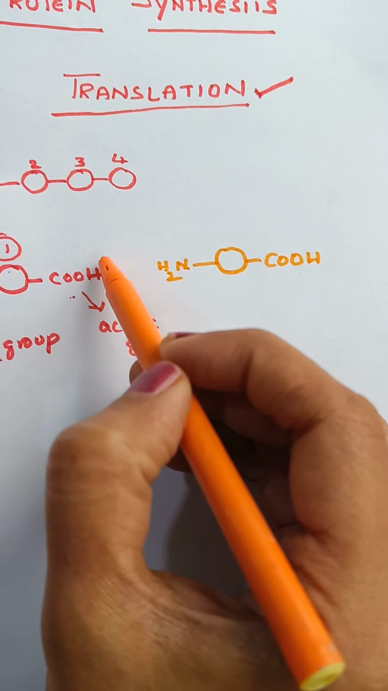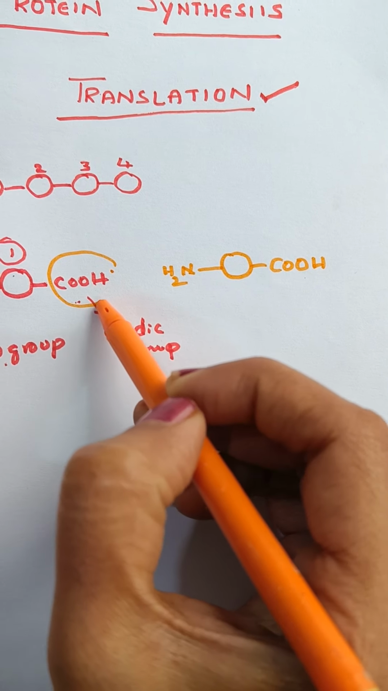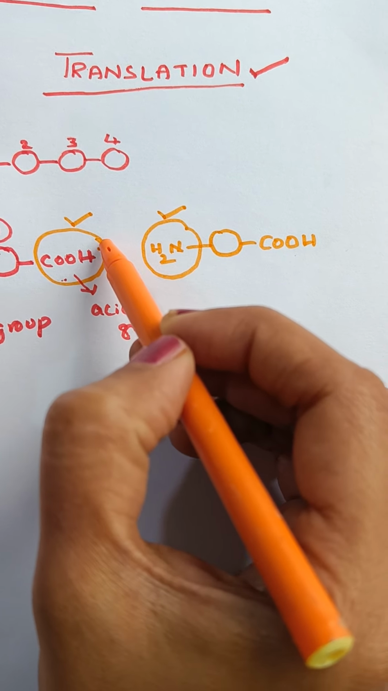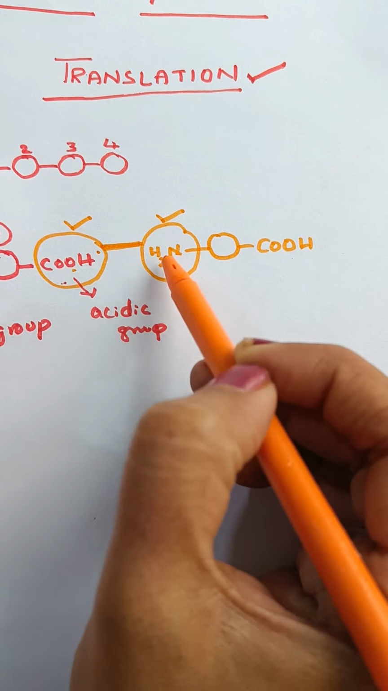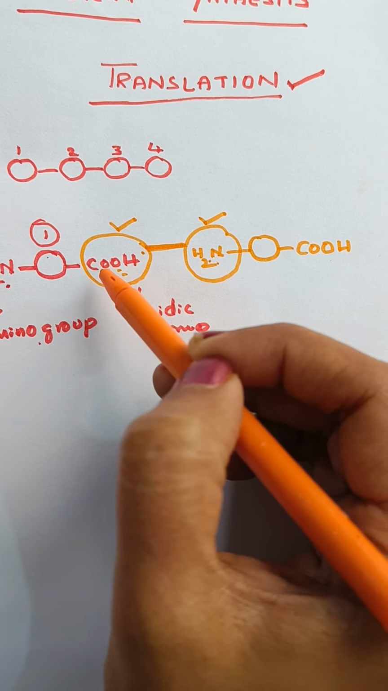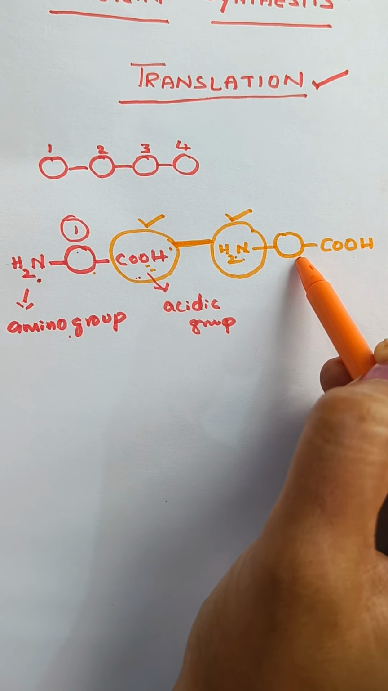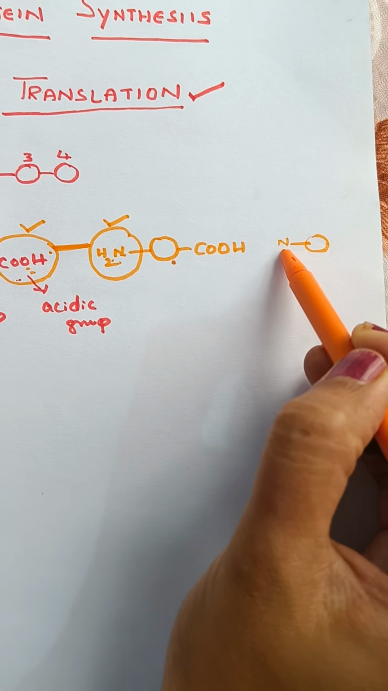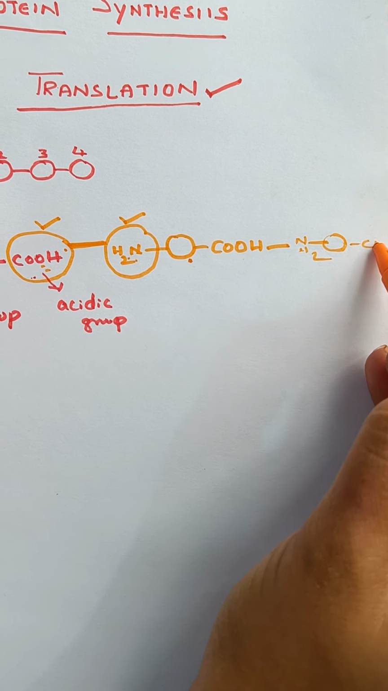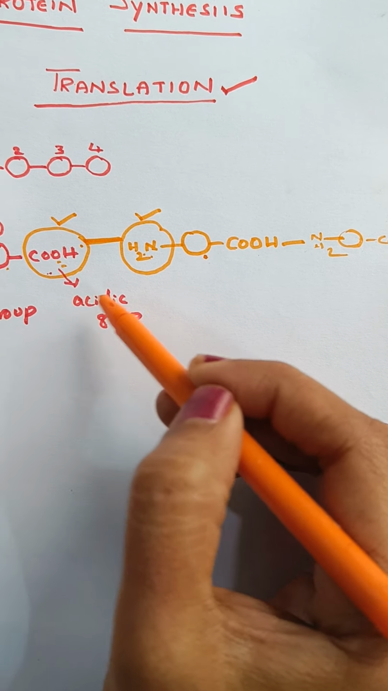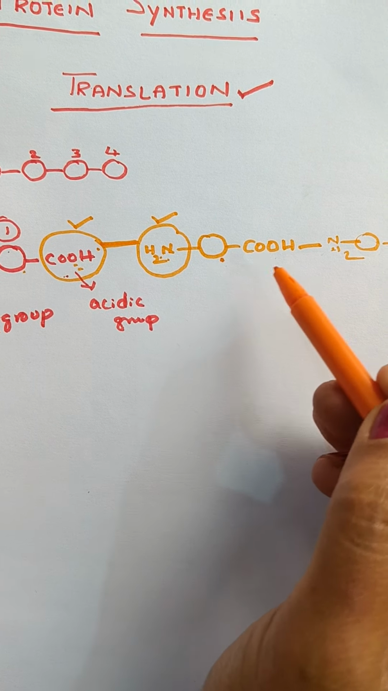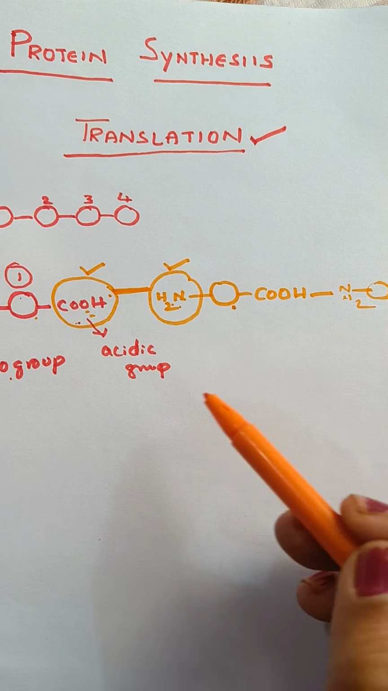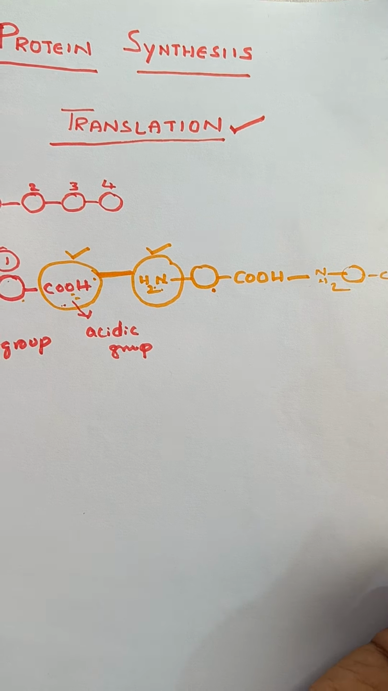So a bond is formed between the COOH group of the first amino acid and the amino group of the second amino acid, which joins the first amino acid with the second amino acid. Similarly, the second amino acid will be joined to the third amino acid with the same kind of bond formation, right? This process of joining one amino acid to another and making a long protein chain of amino acids is generally referred to as translation.